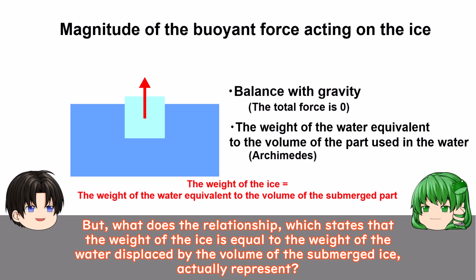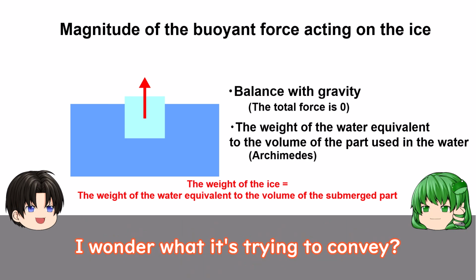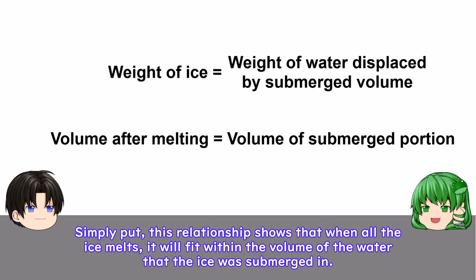But what does this relationship, which states that the weight of the ice is equal to the weight of the water displaced by the volume of the submerged ice, actually represent? I wonder what it's trying to convey. Simply put, this relationship shows that when all the ice melts, it will fit within the volume of the water that the ice was submerged in.